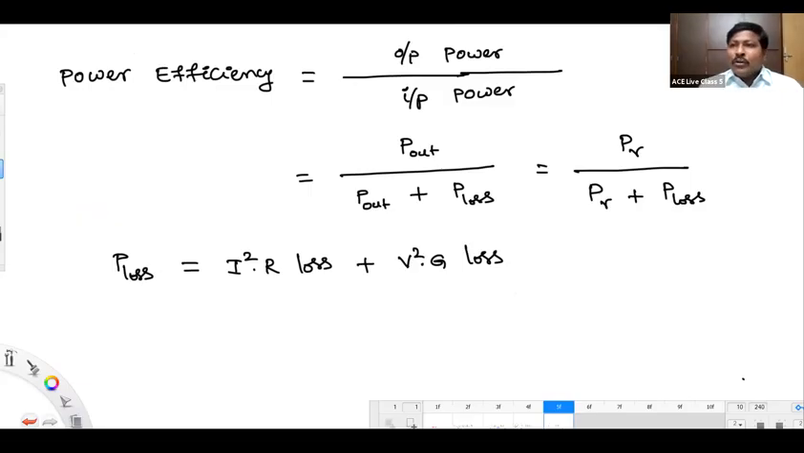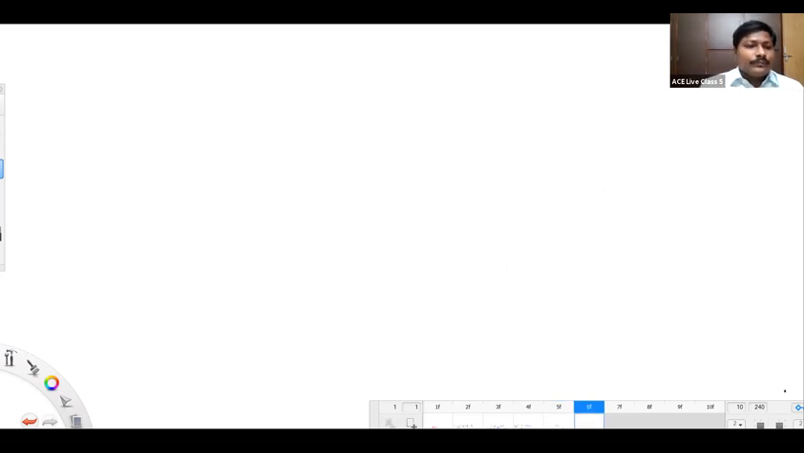Next, let's think about the voltage regulation definition.